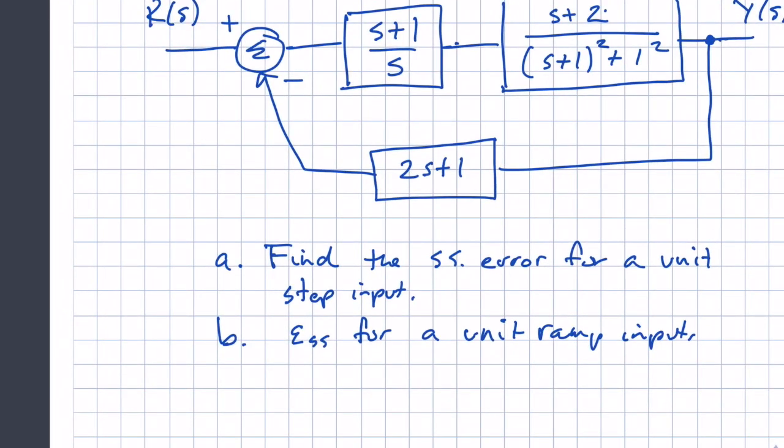This screencast is to calculate the steady state error for a unit step input, and then to follow that up with the steady state error for a unit ramp input, two different parts.